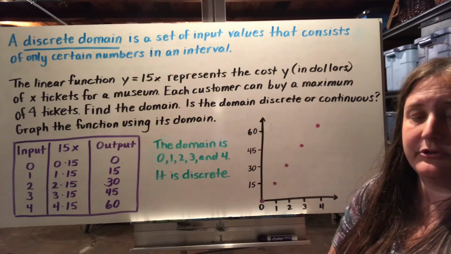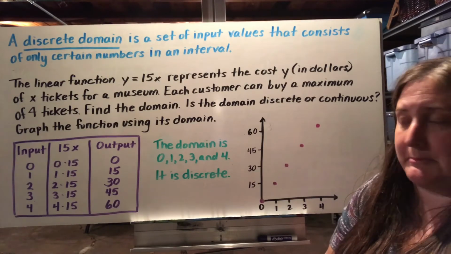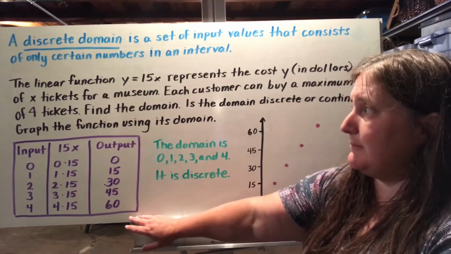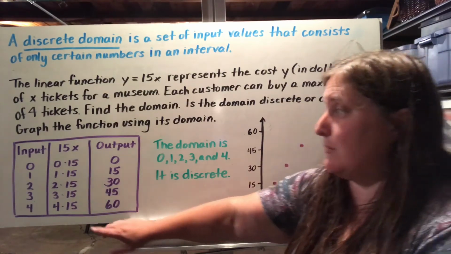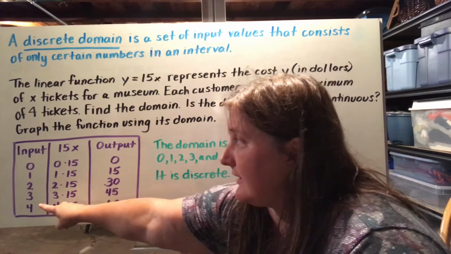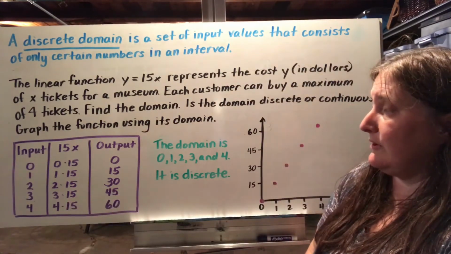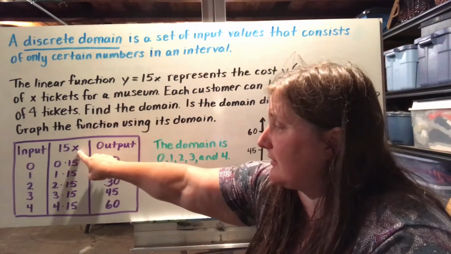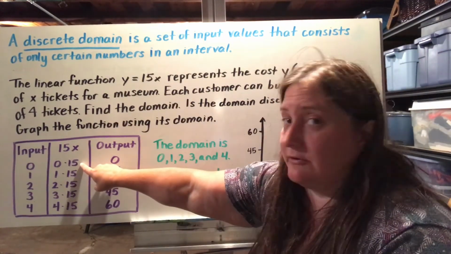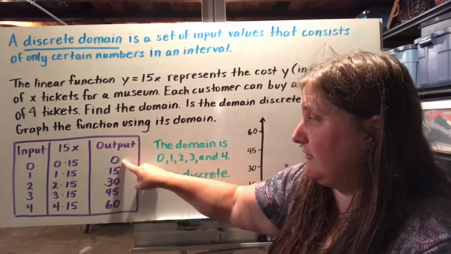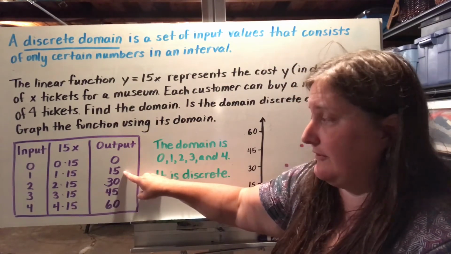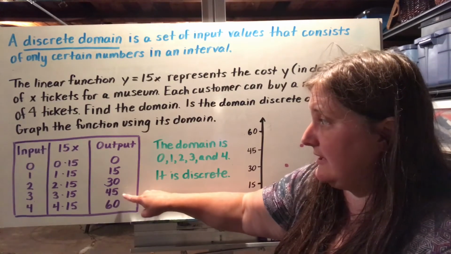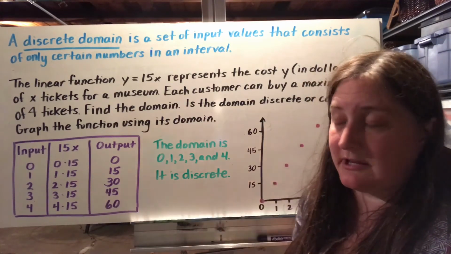The first thing we want to do is try to understand this problem a little better, so I'm going to make an input-output chart. I know that I can buy 0 tickets as a customer. I could buy 1 up to 4 tickets. My function says I'm going to take my input and multiply it by 15. So 15 times x. If I buy 0 tickets, 0 times 15 will cost me $0. 1 ticket is 1 times 15, or $15. 2 tickets are $30, $45 for 3 tickets, and $60 for 4 tickets.